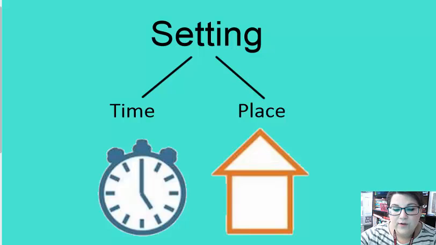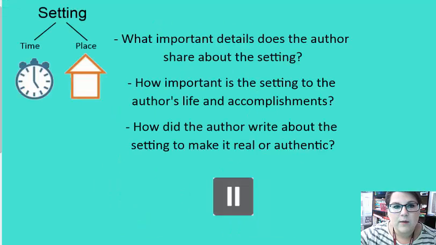Today I want us to focus on the setting for this memoir, Turning 15. Remember that the setting is both time and place. As we're working with setting, I want you to think about these questions. What important details does the author share about the setting? How important is the setting to the author's life and accomplishments? How did the author write about the setting to make it real or authentic?